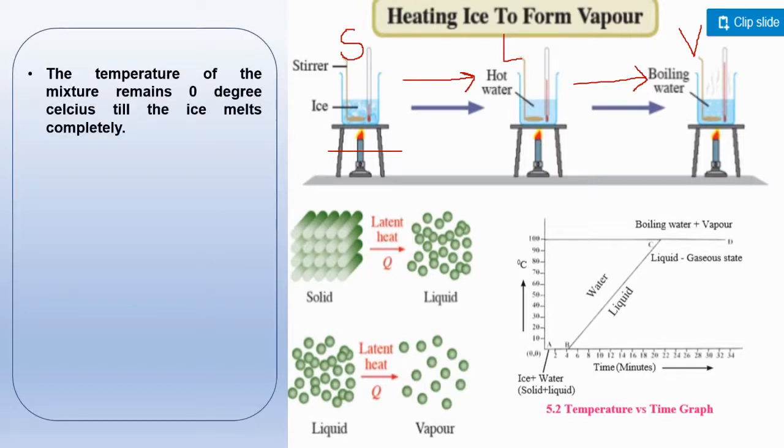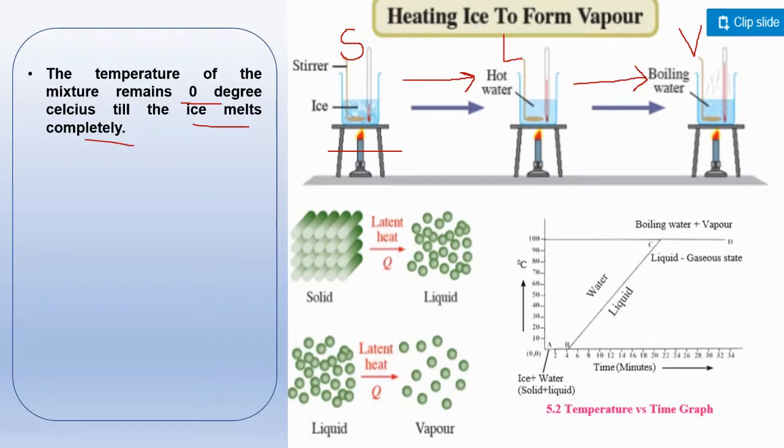At the start, during the solid phase, when the ice is being melted, the temperature of the mixture remains 0 degrees Celsius. Students, keep this in mind: when the ice is melting, that means when it is turning into water, the temperature of the mixture remains 0 degrees Celsius till the ice melts completely. That means the temperature is constant.